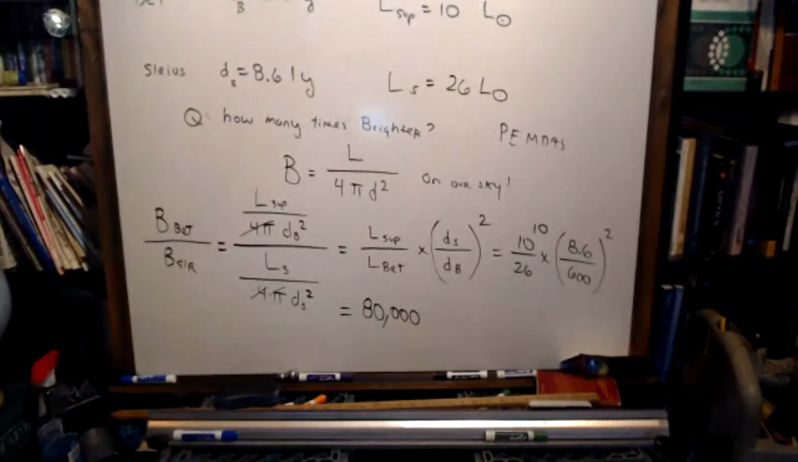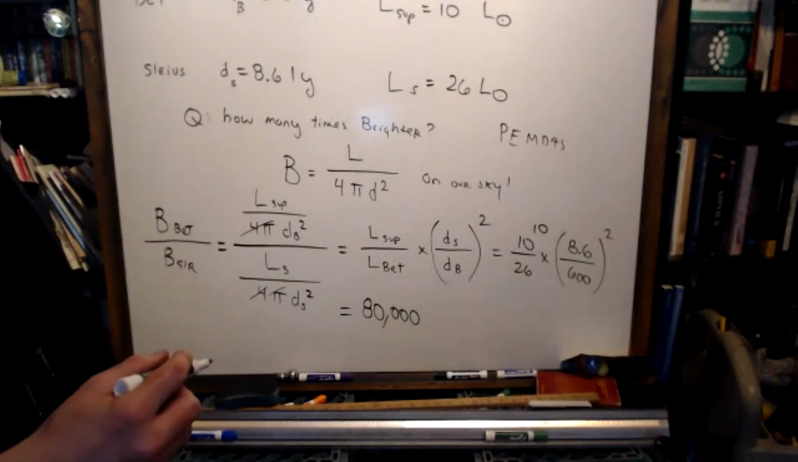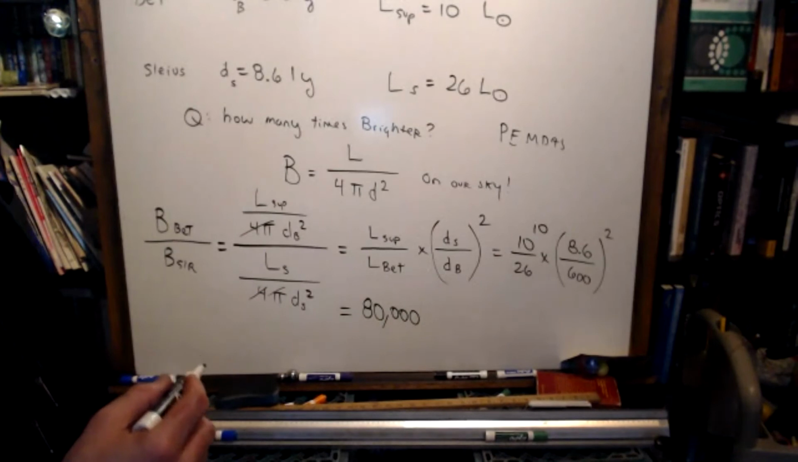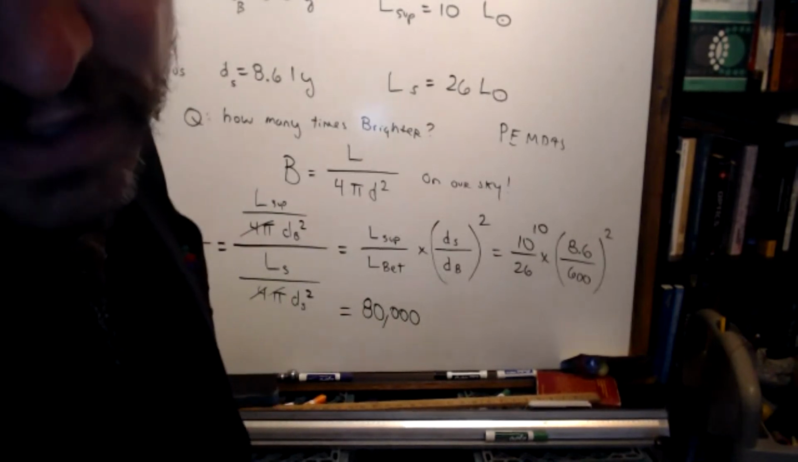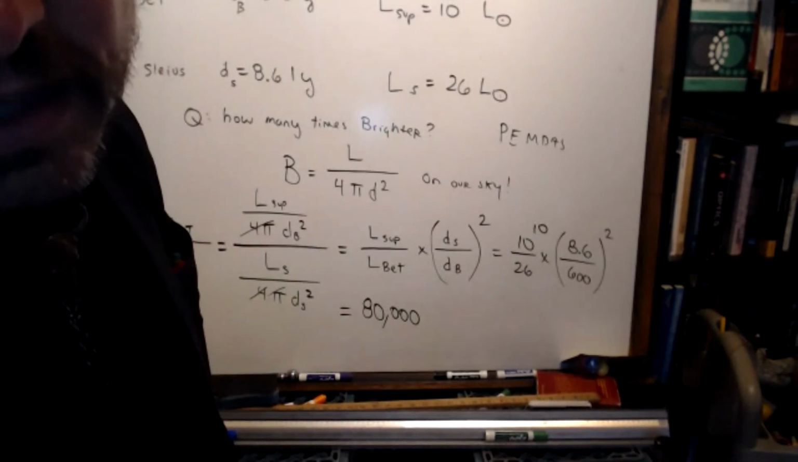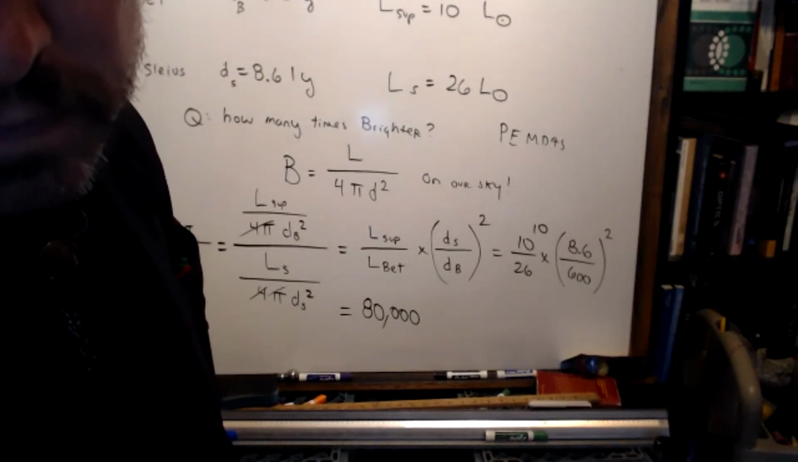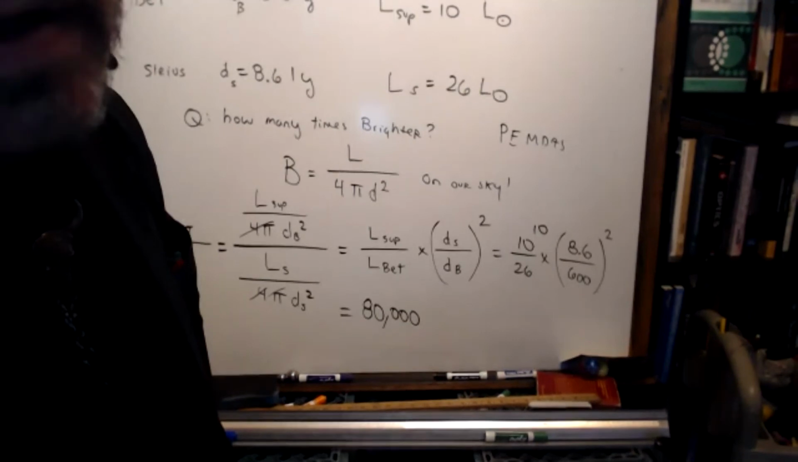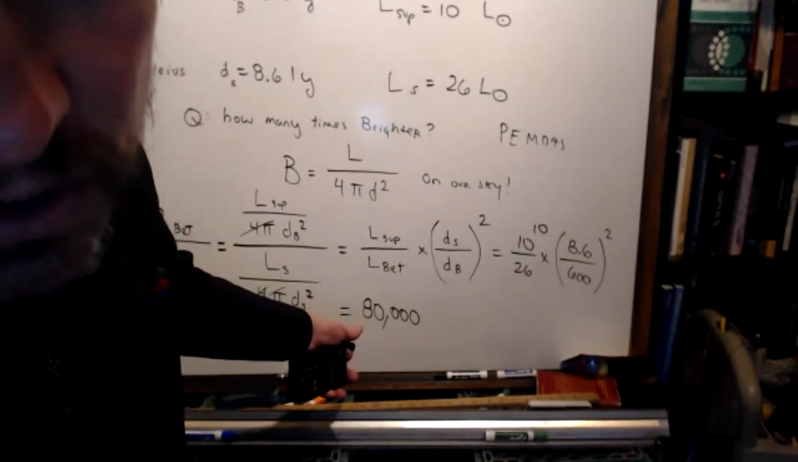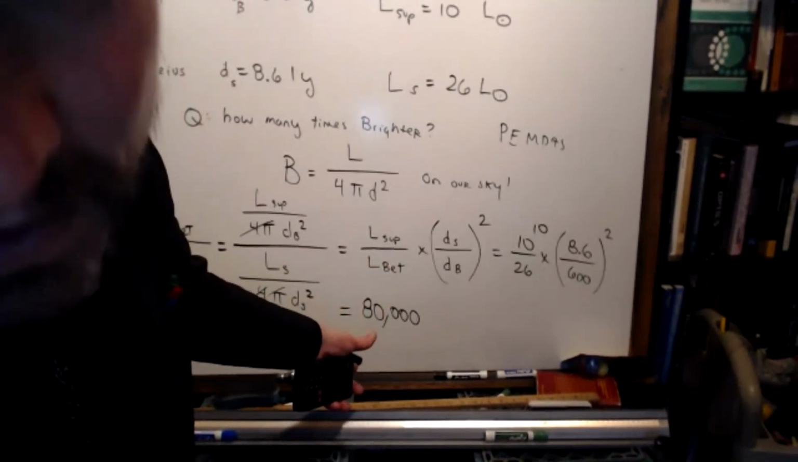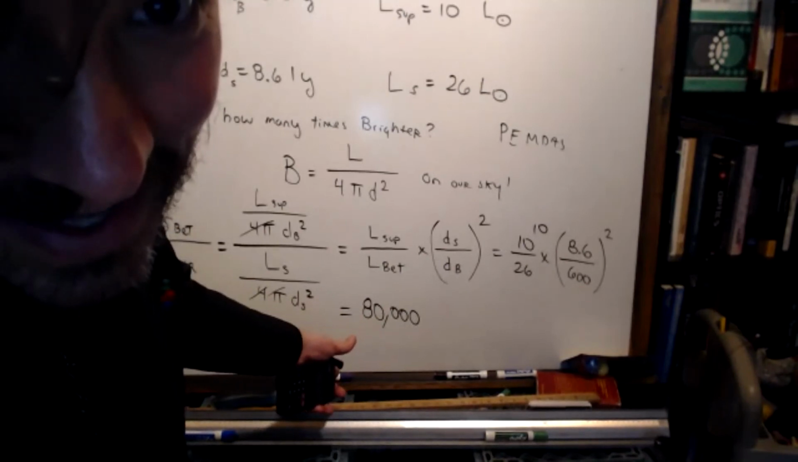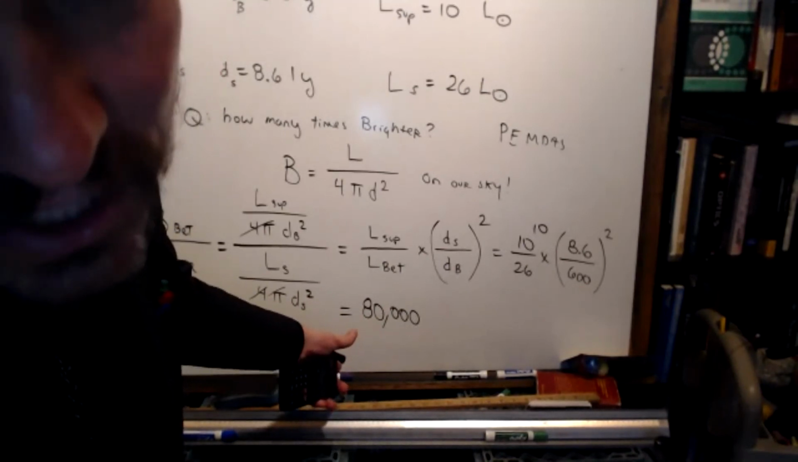What are my units? Don't you not need one for a ratio? That's correct. I was testing you. There are no units. So what does the 80,000 mean, Caitlin? 80,000 times brighter than Sirius. Right. When Betelgeuse goes supernova, it'll be 80,000 times brighter than the brightest star in our sky. That is bonkers. Okay.